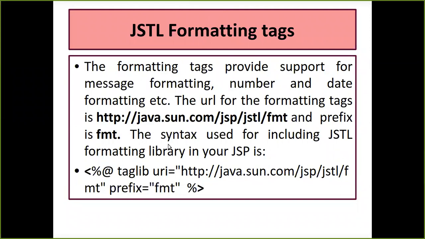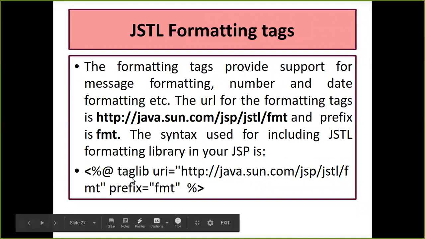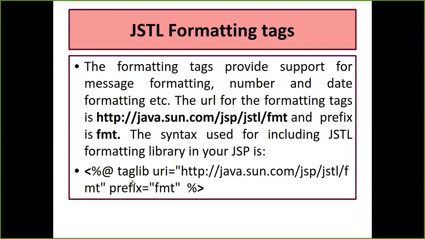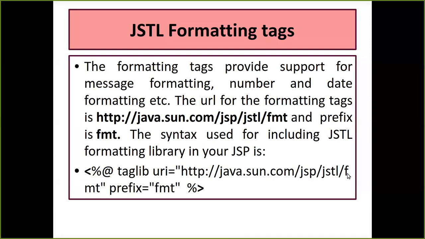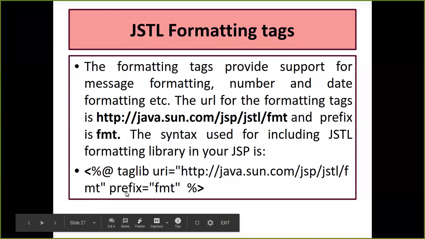Now the syntax for using this JSTL formatting library in your JSP: you start with the @ sign, which hints that it is a directive, and the type of directive is the taglib directive, with the attributes URI and prefix. In URI we pass the URL, that is java.sun.com JSP JSTL FMT, and the prefix is similarly FMT. So whenever you see FMT, it should be understood that you are making use of formatting tags.